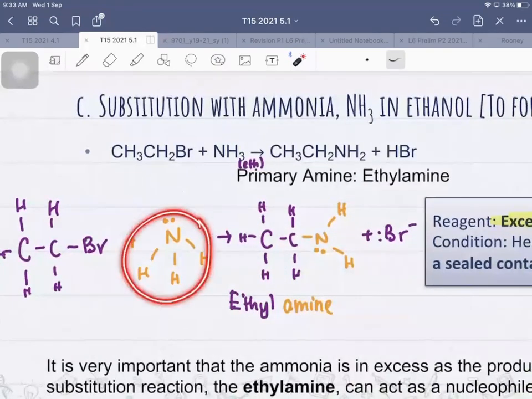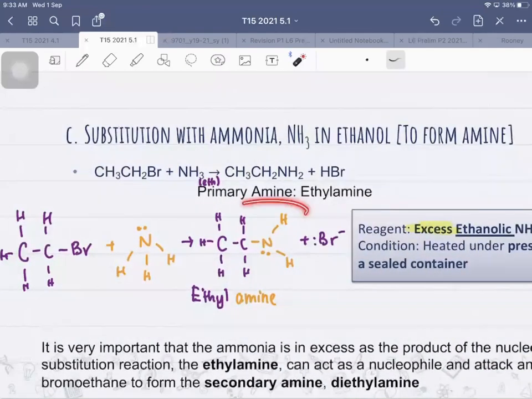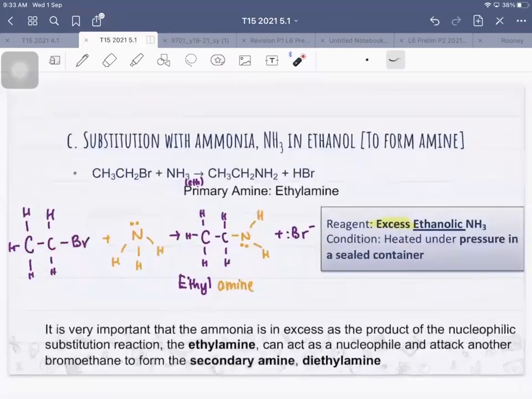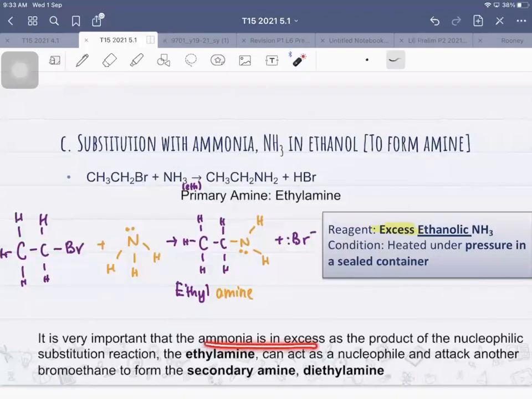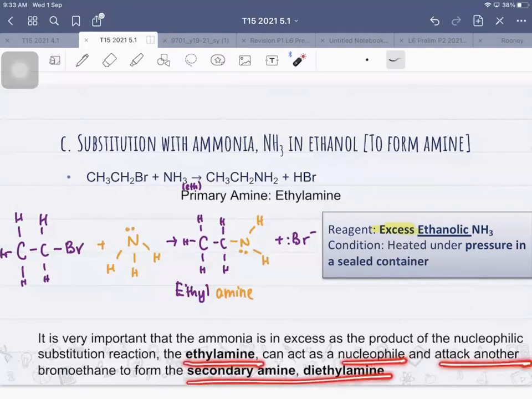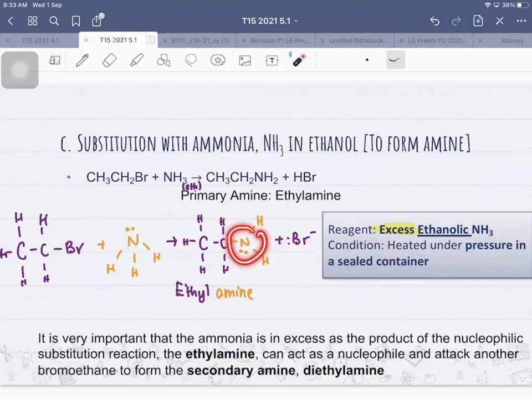However, if you have a lot of ammonia, it will be like a competition. Ammonia will win because there's no chance for ethylamine to attack your halogenoalkane. Yes, it probably has a chance, but a very, very small chance. So this is why it's important that ammonia is in excess, because the product of the nucleophilic substitution reaction, which is the ethylamine, can act as a nucleophile and attack another halogenoalkane to form a secondary amine, which is called a diethylamine. You can try at your own time when ethylamine is acting as a nucleophile.